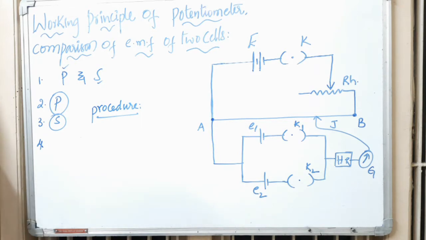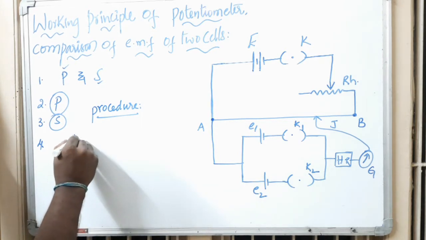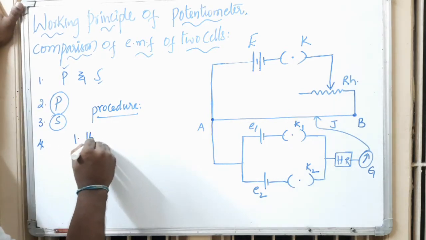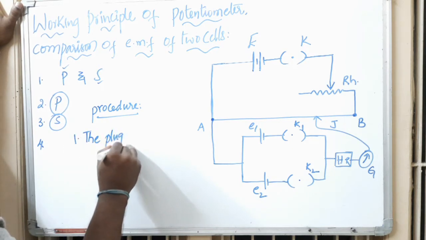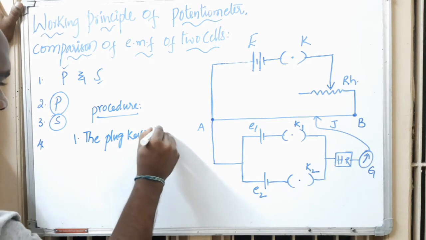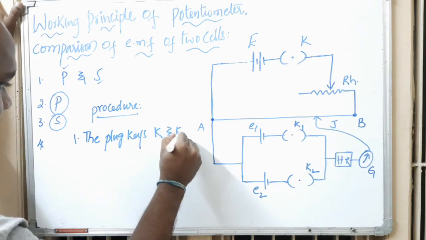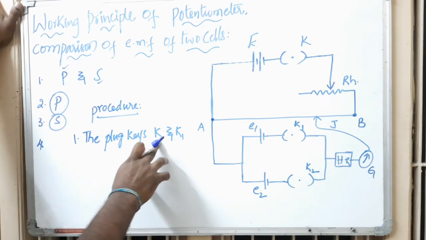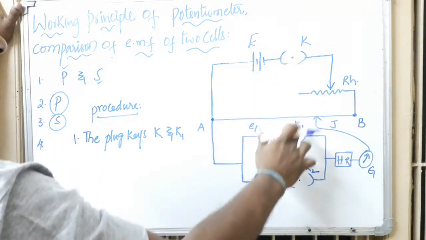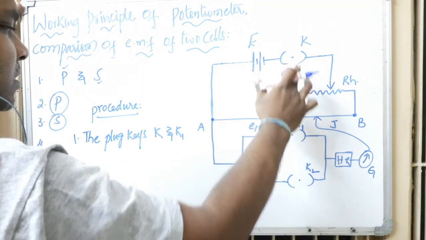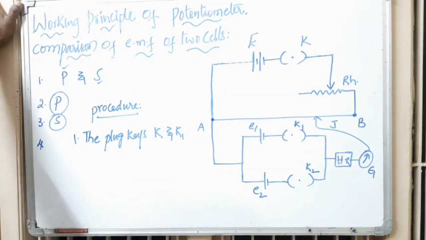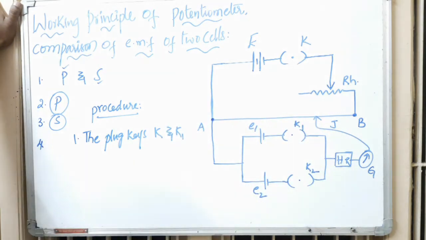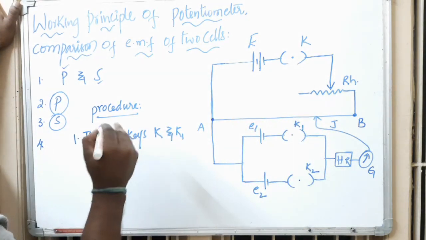So in this we are having 2 points. The first point is the plug keys K and K1 are closed. Where is K? Here. And K1. We have to close these two plug keys. By adjusting the jockey on the wire, the balancing length L1 is determined.